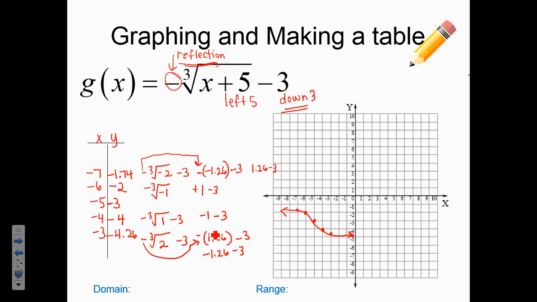Now that we have it graphed, what about our domain and range? Well, remember, we don't have any problems with domain in a cube root. So that means it's all reals. And same thing with the range. So it doesn't matter if I have a forward-facing S or a backwards-facing S, we will have a domain and range of all reals.